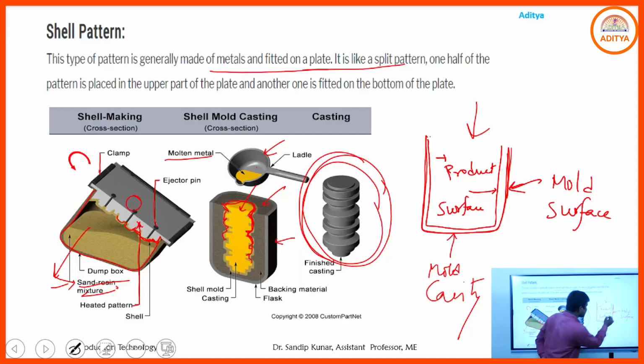Between those two surfaces some void is created, so the product will not be produced as per our required dimensions. To get the required dimension, we provide some allowance, taking some extra shape or extra space in the mold cavity. Then finally we get the final product as per our dimension.